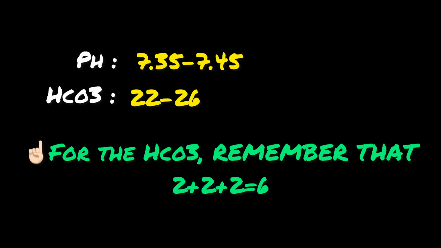Normal pH is 7.35 to 7.45. Bicarbonate is 22 to 26. For the bicarbonate, remember that 2 plus 2 plus 2 equals 6.